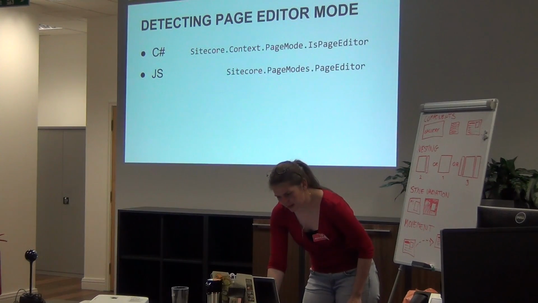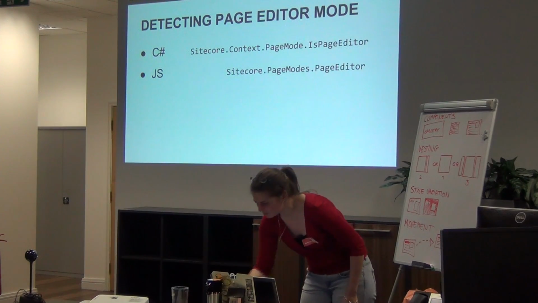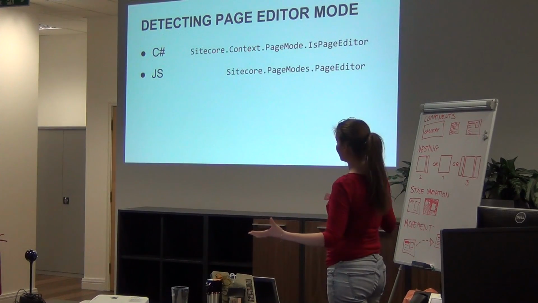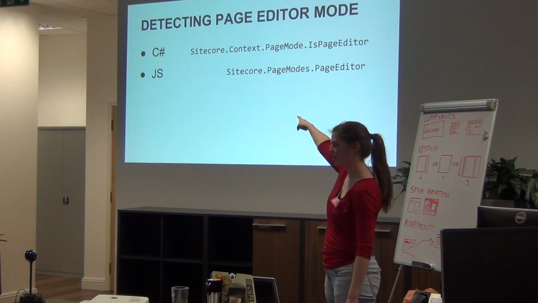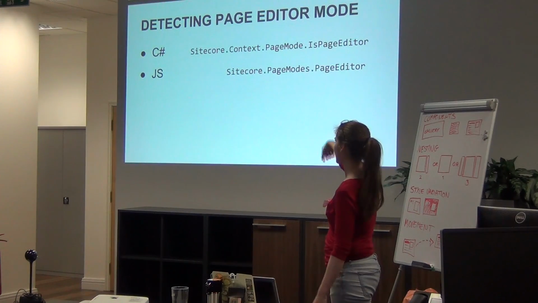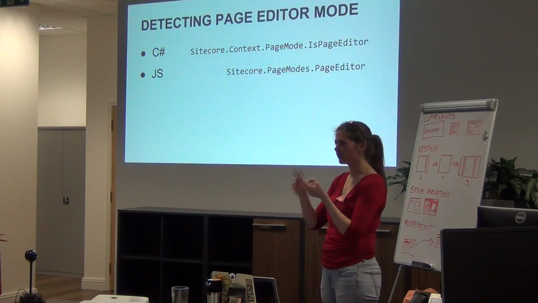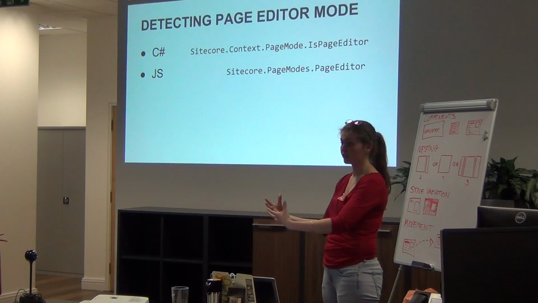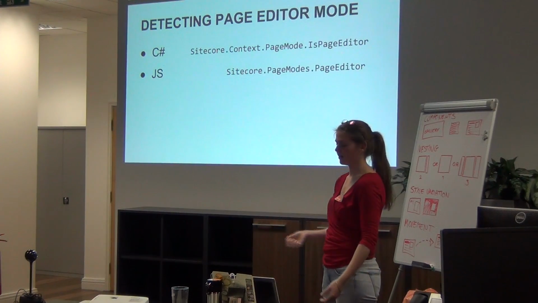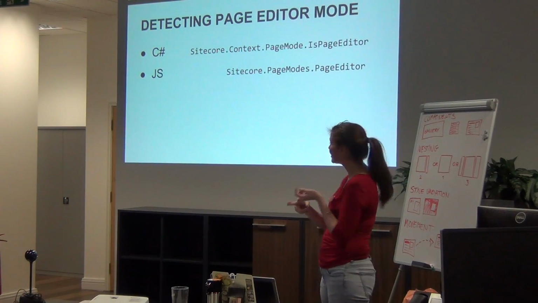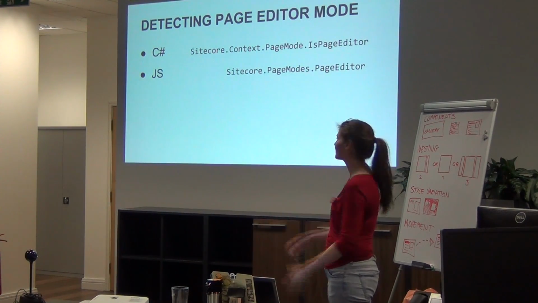So, last-ish point. Okay, no, we're good. Detecting page editor mode is quite useful. You can do it in C#, which most of you have probably already done. So you can say, what page mode am I in? You might hide or show a Twitter feed or external content from the page editor because you don't need them to see that. External content, they have no control over it. It's probably just going to slow down their page load time, so you might hide those.